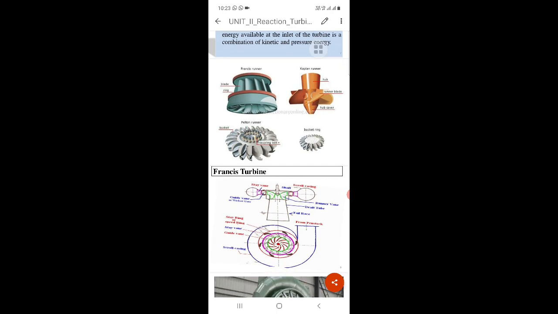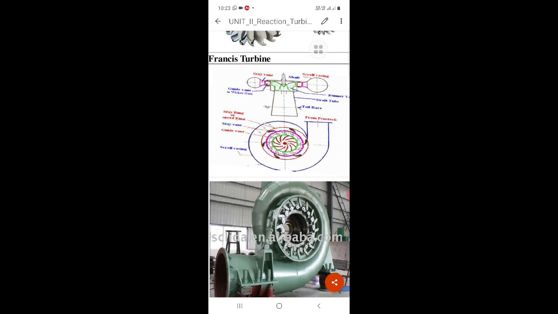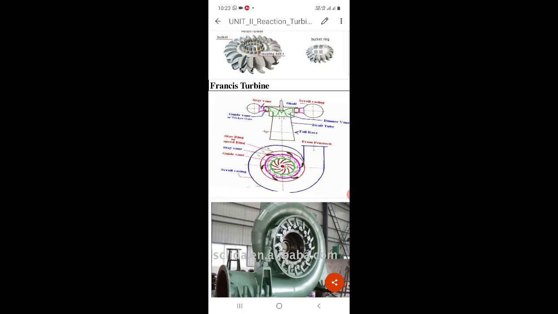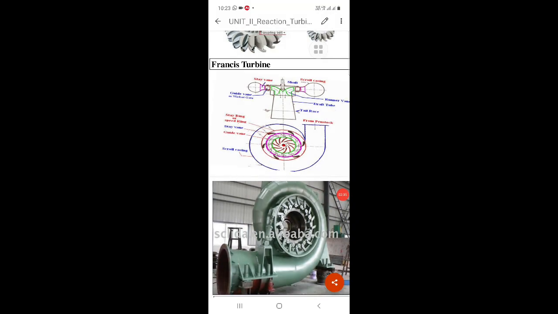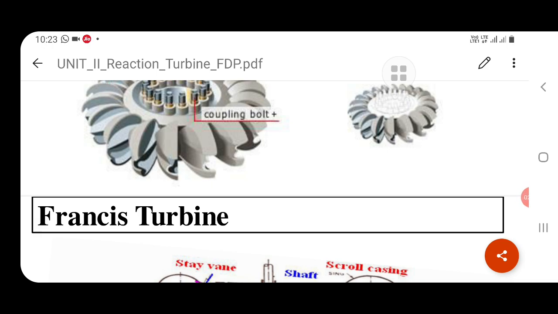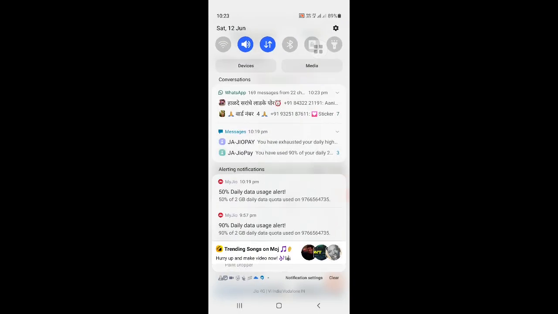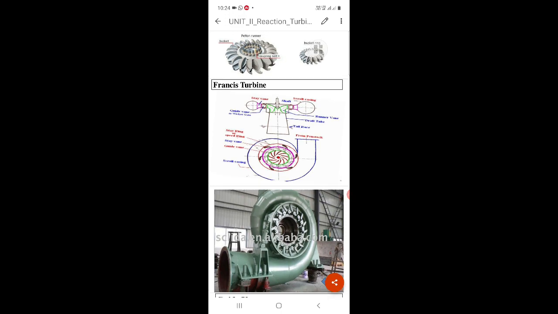The figure shows the Francis runner, which is the actual view of the Francis turbine. So draw the figures first. Write down, draw the figures.